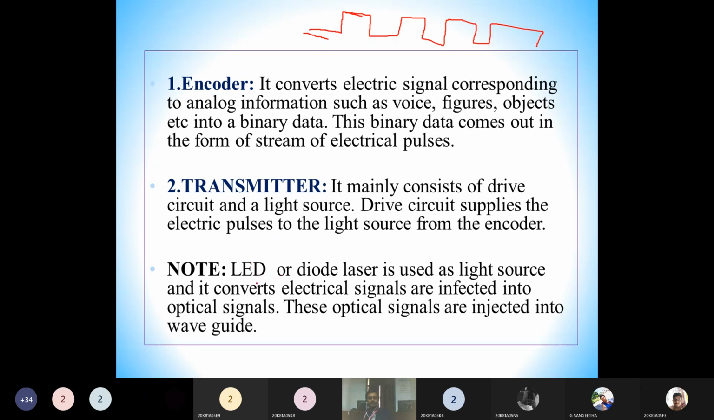Okay, so how do we convert to the light source? By using an LED or diode lasers. LEDs or diode lasers are used as the light source here. If you supply the electrical signals to these LEDs or diode lasers, they convert those electrical signals into optical signals. These optical signals are injected into the waveguide.